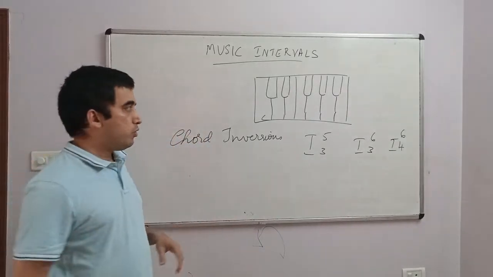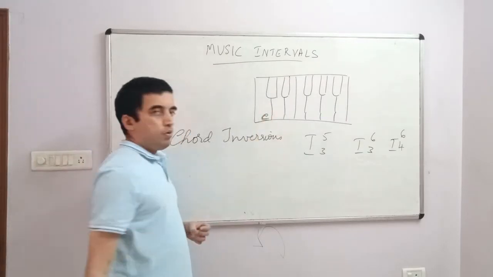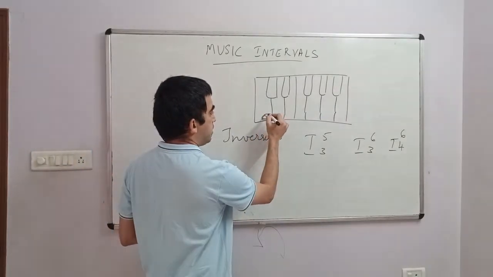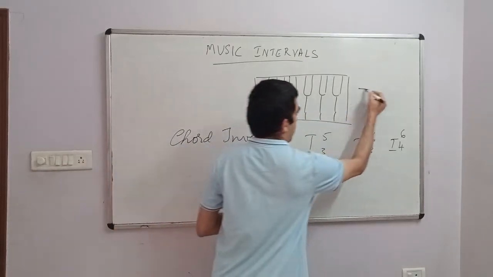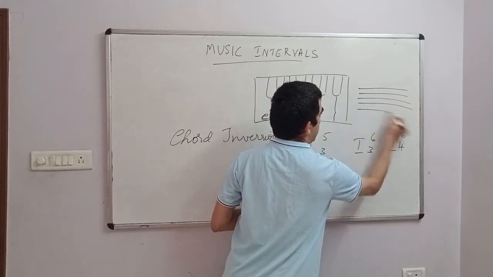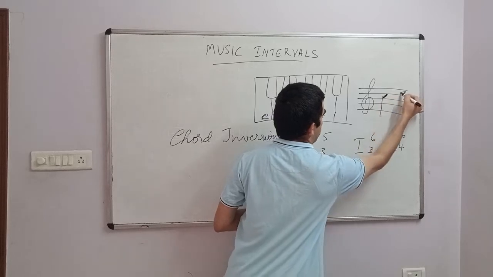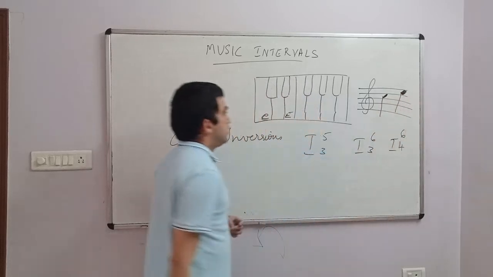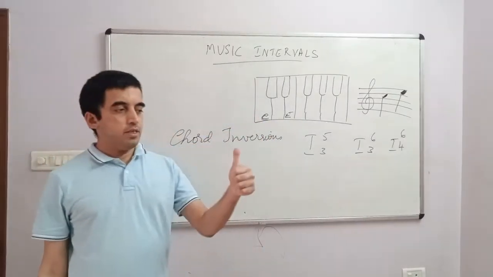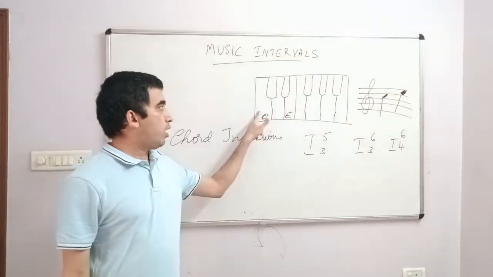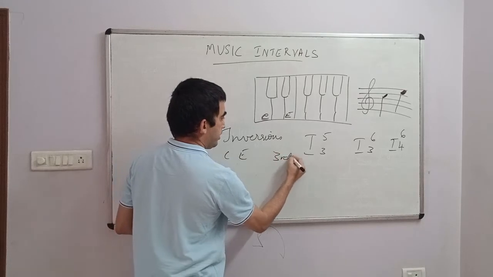Okay, so simply put, how do you calculate an interval? Imagine you start with a note C. If you want to calculate the interval between C and E, on the staff, this is the treble clef, so this is the C note and this is the E note. The interval between C and E is 1 2 3, right? So the interval between C and E is the third interval.